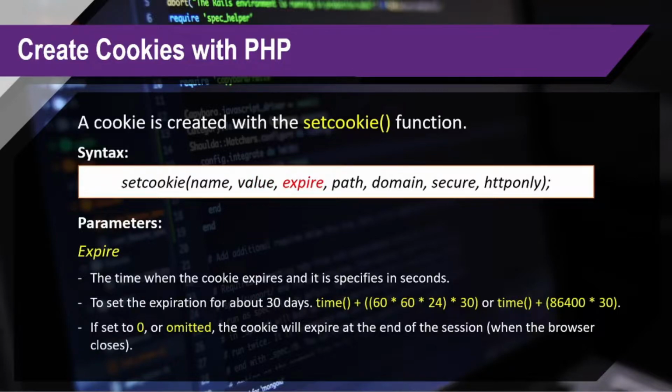Then expire. So the time when the cookie expires, and it is specified in seconds. So to set the expiration for about 30 days, pwedeng ganito o di kaya ganito. So this time function will retrieve the current time, and then this process naman will indicate a day kasi 60 seconds times 60 minutes times 24. So it will be within a day. Then times mo by 30, then 30 days na siya.